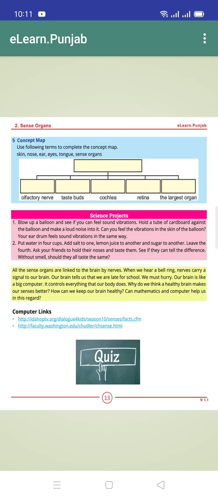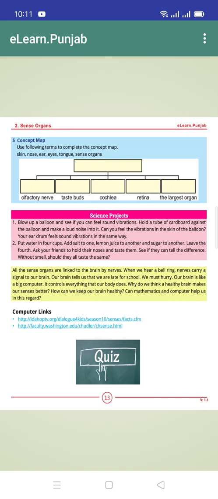Our brain is like a big computer. Of course, it is a big and perfect computer because it is made by Allah Almighty. It controls everything that our body does. Why do we think a healthy brain makes our senses better? Because our nerve signals carry the signals to the brain, and if it is not able to detect them, how will we feel, or how will we react to our emotions?